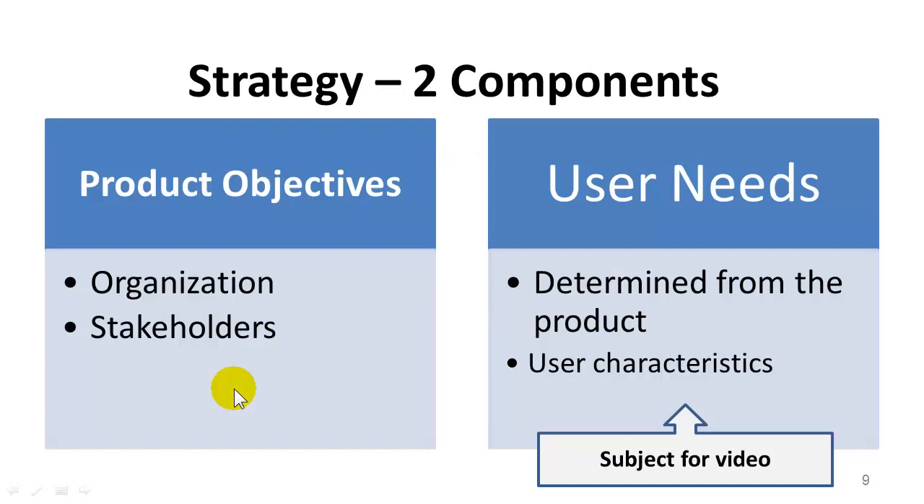So at the strategy plane, we can look at it as being divided into 2 components. On the left, we have the objectives for the organization and the objectives for the stakeholders. On the right, we have the user, okay? The user's needs. Now, the needs can be somewhat determined from the product itself. The needs are also determined by the characteristics of the user. And this is what we'll be looking at in our next video for this week.